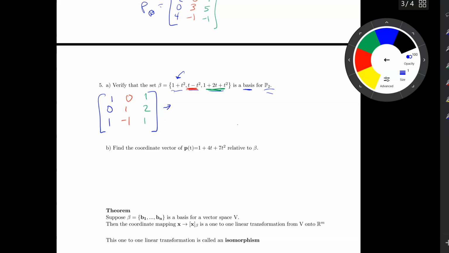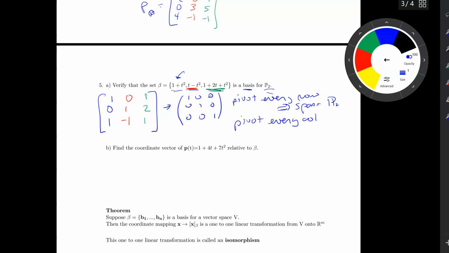So if I do row echelon, I get, okay, so what does this tell us? This tells us there's a pivot in every row. So that means it spans P2. And there's a pivot in every column, so that means they're linearly independent. So since it satisfies both, it tells me that this is a basis for P2. I guess I should write that for P2.